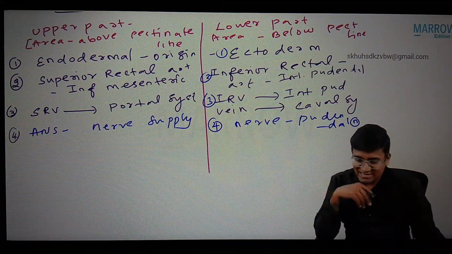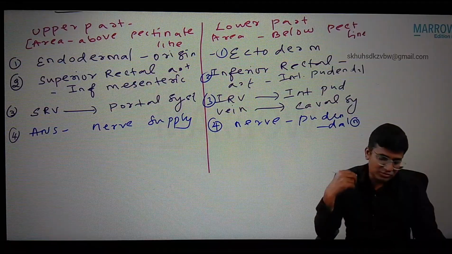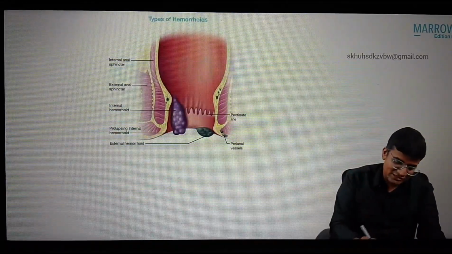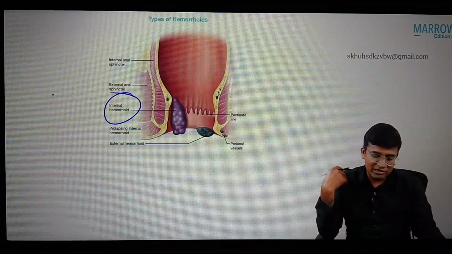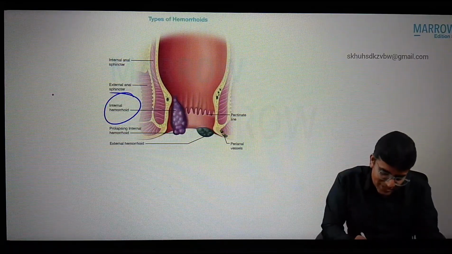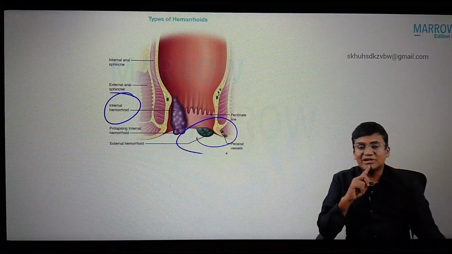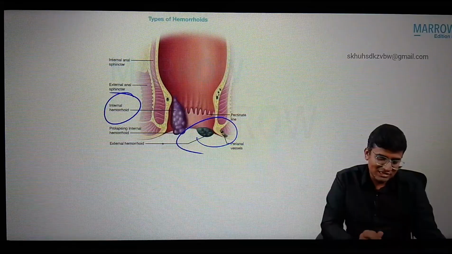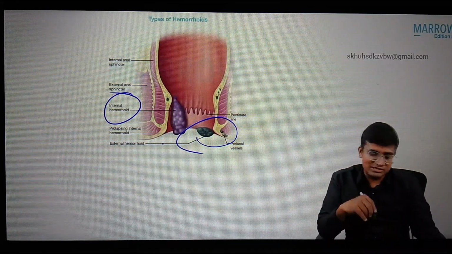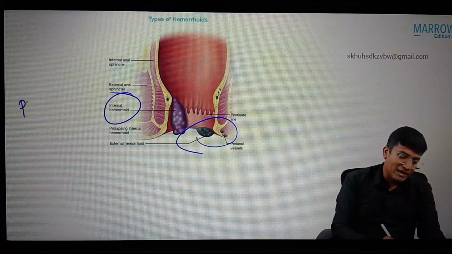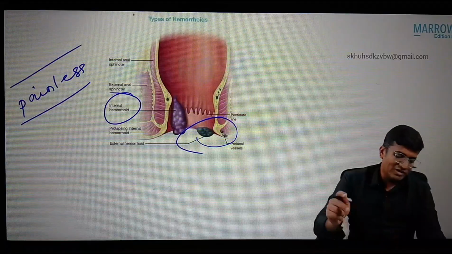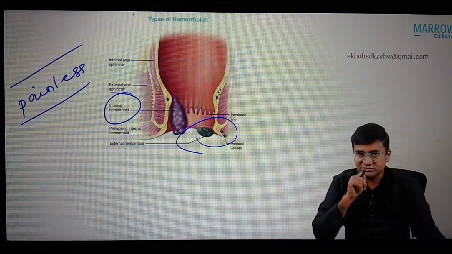Now, if the venous radicals are engorged in the area above the pectinate line, that is called internal hemorrhoids. So internal hemorrhoids are nothing but engorgement of the venous radicals above the pectinate line. Engorgement of venous radicals below the pectinate line is called external hemorrhoids. Why are we saying this? Internal hemorrhoids come from the area above the pectinate line, supplied by the autonomic nervous system. So internal hemorrhoids are painless. The patient does not have any pain in the case of internal hemorrhoids.